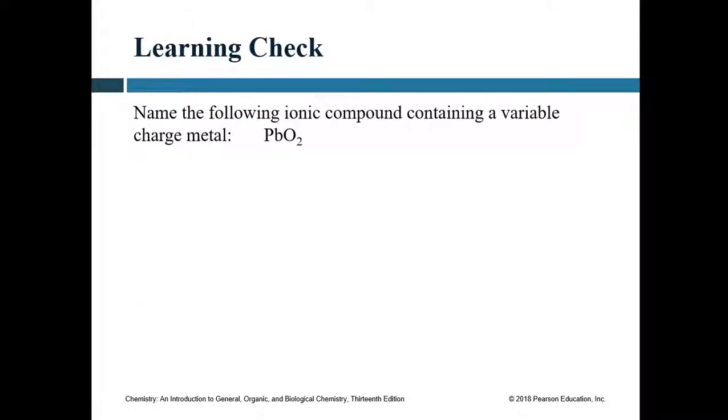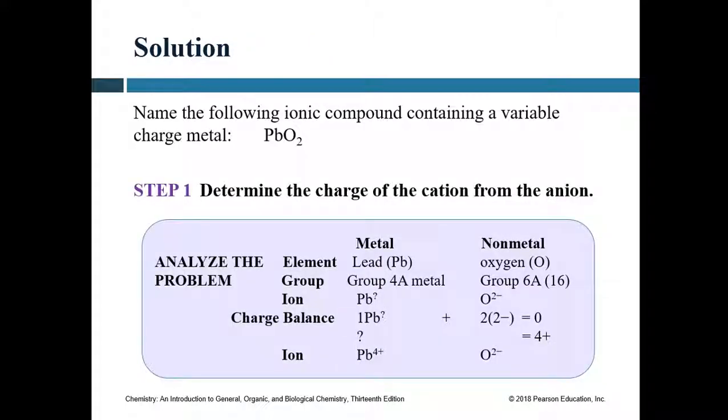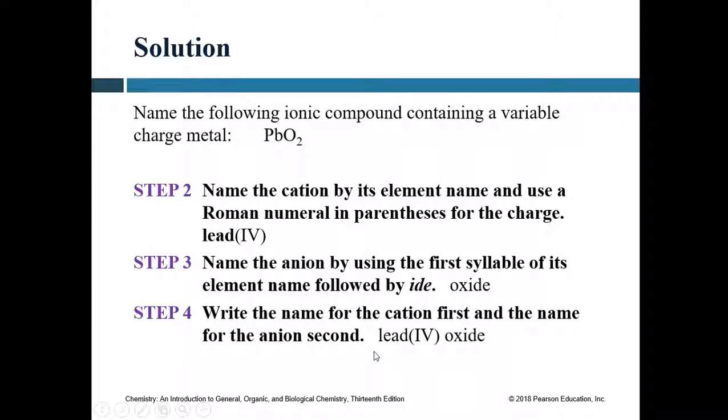Now then, press pause, see if you can name this one. Notice that this is our oxide, and we know by looking at the periodic table that the oxide ion is a -2 charge. Well, I have 2. 2 times -2 is an overall -4. So if I have a -4 on this side, I need to have a total of 4 positives on the metal side. Well, I only have 1 atom, so that means that this charge has to be a +4 charge. And so in naming, it's going to be lead 4 oxide.